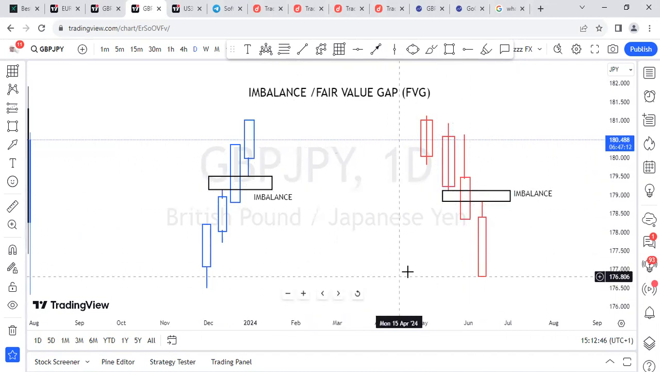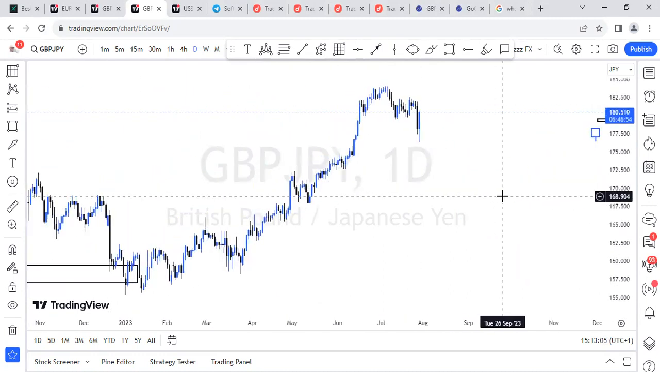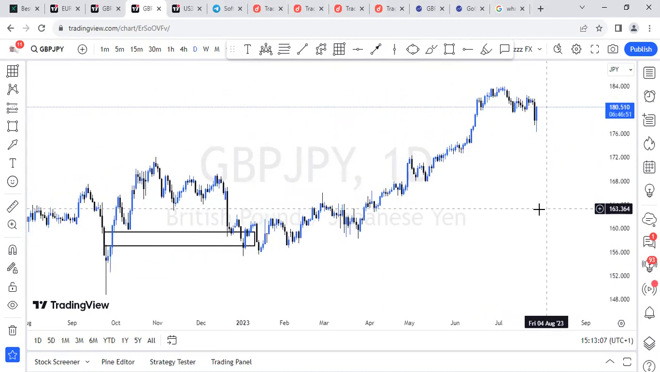When you see a price action that doesn't trade into each other, it's called a gap in the market, and price has to fill it. Price can return to fill it immediately or at a later date. Now let's go to the real chart and show you a series of imbalances in the market.